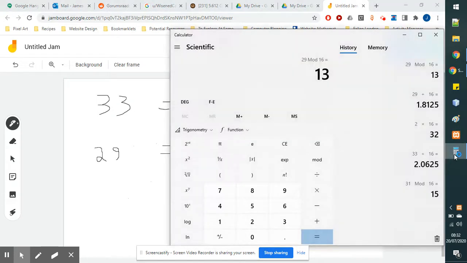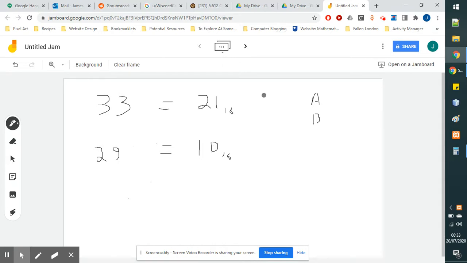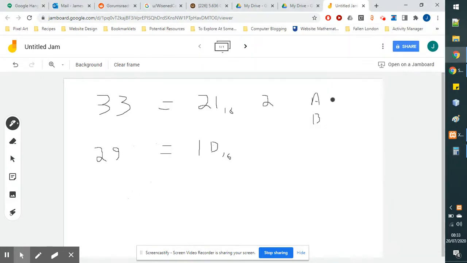So let's try this 33 again with this other method. It starts off exactly the same. 33 divided by 16 is 2.0625, but I'm going to ignore that and just do 2. The second number is going to be 33 mod 16, which is 1, as we already know. So 21 base 16. It cuts out a few steps.